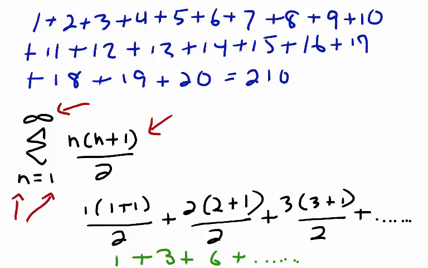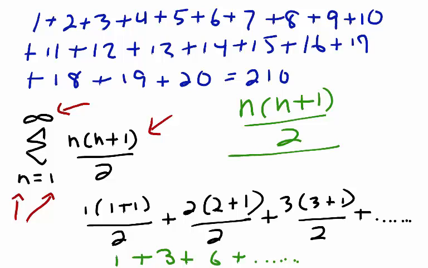Incidentally, the formula for a triangular number is n times n plus 1 over 2. And this is a formula that you'll see quite often when working with sums.